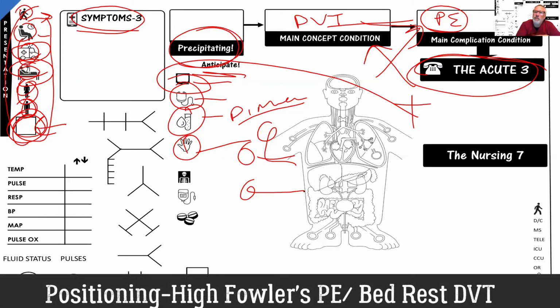Well, we know that DVTs, they're going to be on bed rest, right? Because they have a clot that's down there. If we know that the clot's there, we don't get them up and moving, because that could mobilize that clot and it could go into the lungs, and we don't want that to happen. So there'll be bed rest.